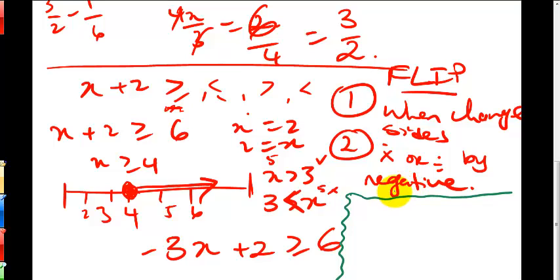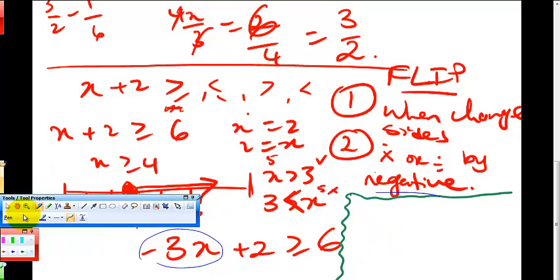So when you times by a negative, you see here, what am I going to divide by to get rid of the 3? Divide by negative 3. That's it. When you divide or times by a negative, you flip. It's only if it's a negative.